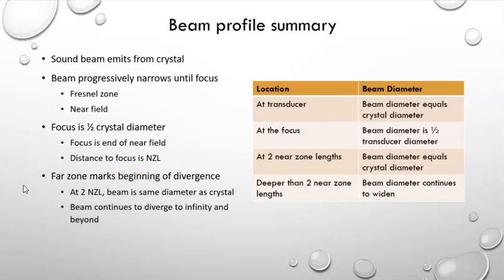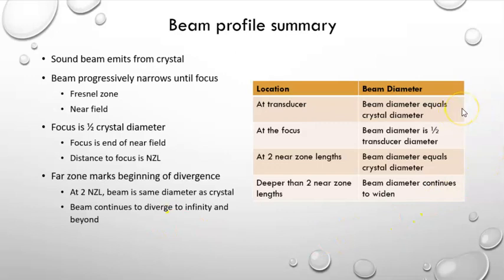The far zone is where divergence occurs, and the focus also marks the beginning of divergence. At two near zone lengths from the transducer, the beam is again the size of the crystal, and as we go beyond that, the beam continues to diverge and becomes larger and larger.